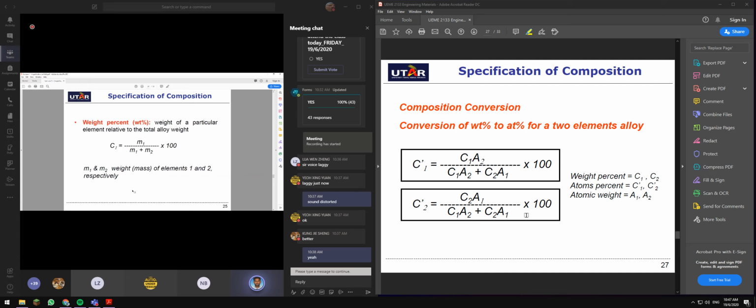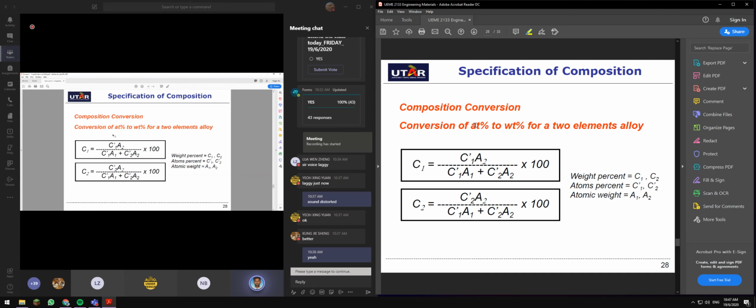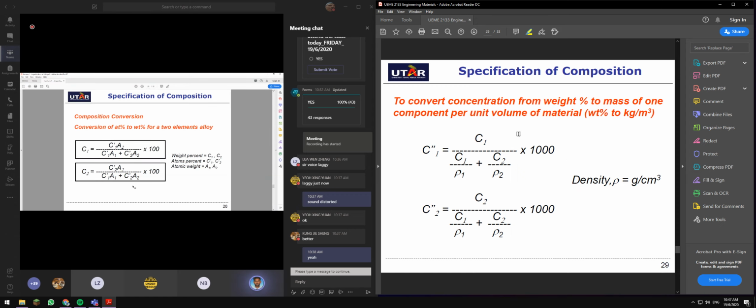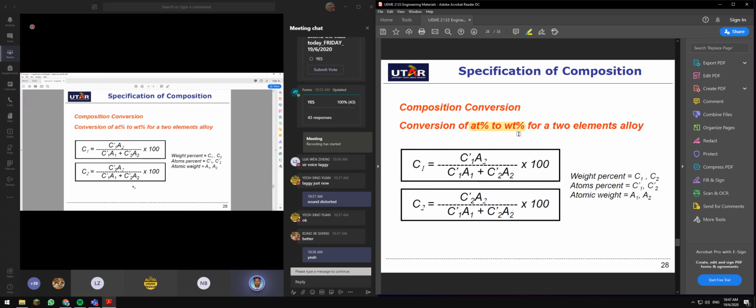Okay, so this is the specification of composition. The first part is weight percentage, atomic percentage, and the conversion of weight percentage to atom percentage for a two element alloy. Same goes for the conversion of atomic percentage to weight percentage for two elements. This is for weight percentage to atomic percentage, and the next slide is for atomic percentage to weight percentage. I will show you some examples towards the end of this lesson so you can better understand how to use these formulas. Okay, try to digest this.